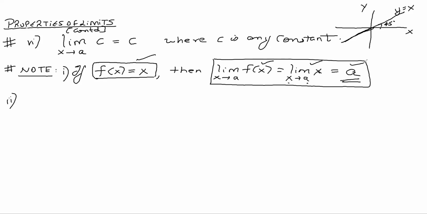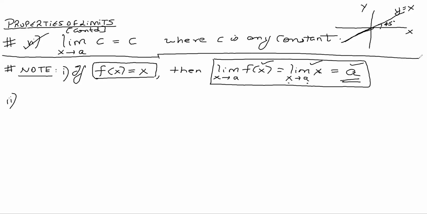The properties of limits, there are 6 properties and they are over. After the properties, we start with the note. So the note is different from the properties. Within the note, the first point you all are convinced with.